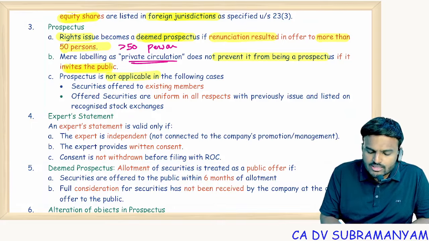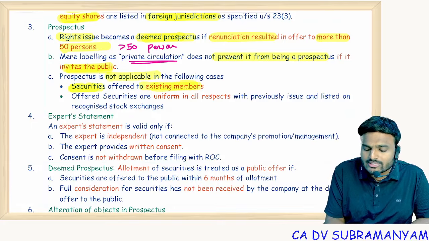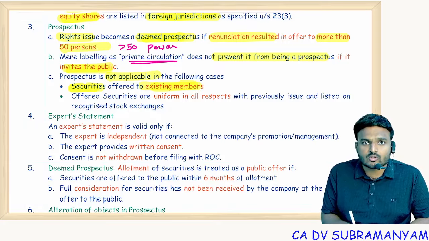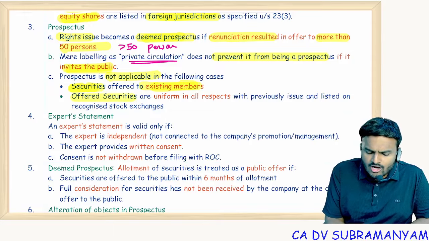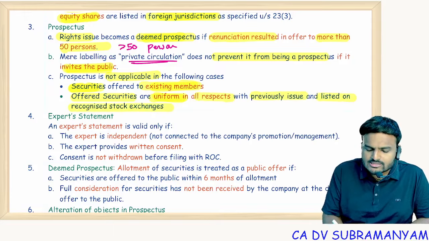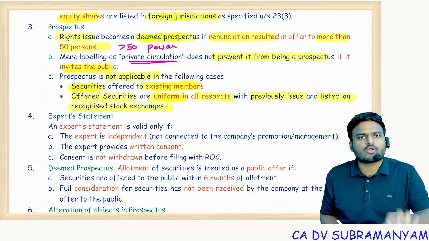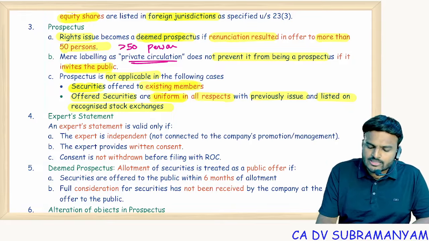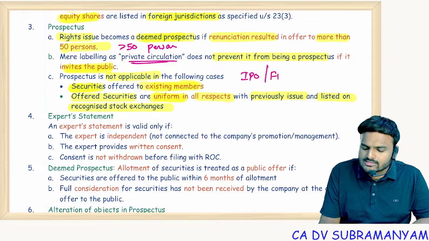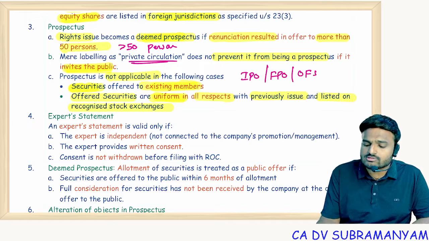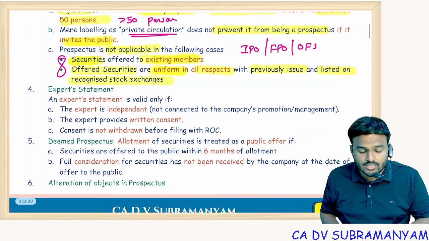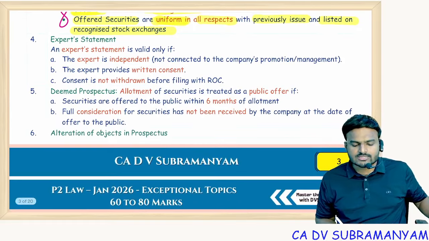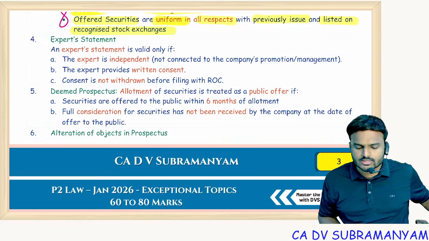Prospectus is not applicable in the following cases: when you are offering securities to the existing members, existing debenture holders under rights issue, section 62, it is not a prospectus. Or when offering securities which are uniform in all respects with previously issued securities listed on recognized stock exchanges, prospectus is also not applicable. You know, prospectus is applicable for IPO as well as FPO as well as offer for sale of securities, but prospectus is not applicable in the below mentioned two cases. Clear?